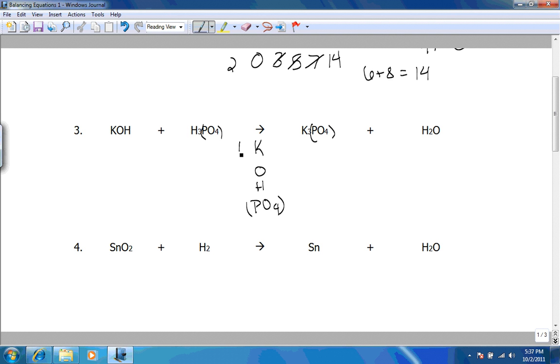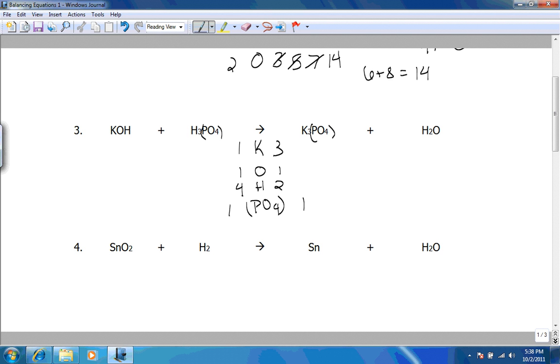So I have 1 potassium here and 3 here. I have 1 oxygen here and 1 oxygen here. 4 hydrogens because there's 1 here and there's 3 here. And 2 hydrogens. And 1 phosphate and 1 phosphate.